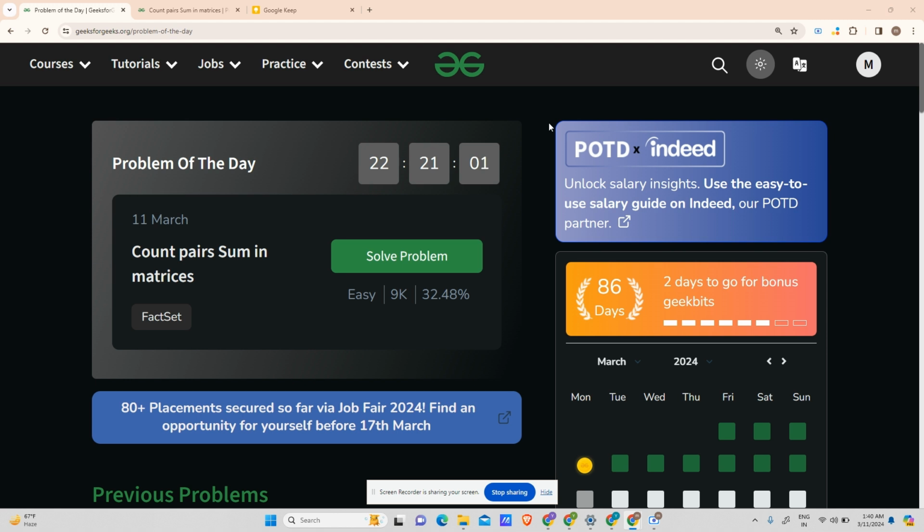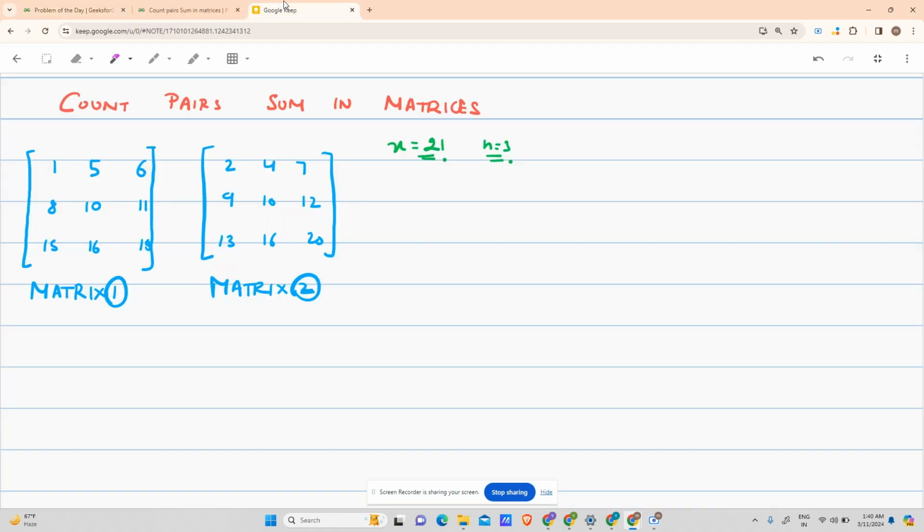Today we are here to solve another POTD, which is count pair sum in matrices. Let us look at what the problem says, as usual. It says that you are provided with two matrices, matrix 1 and matrix 2. Their order is n by n, given to you as 3, so it is 3 by 3, as you can see.